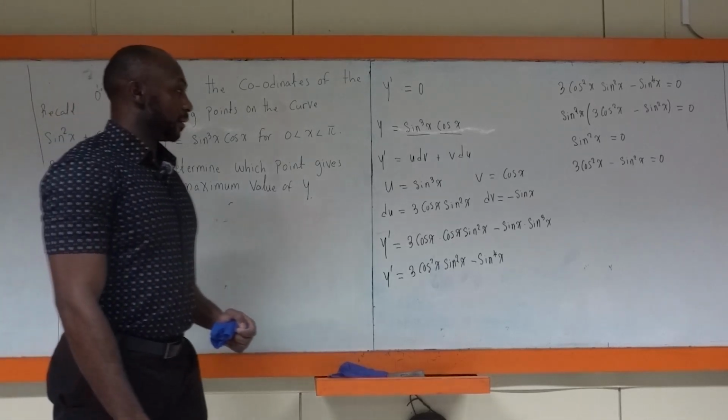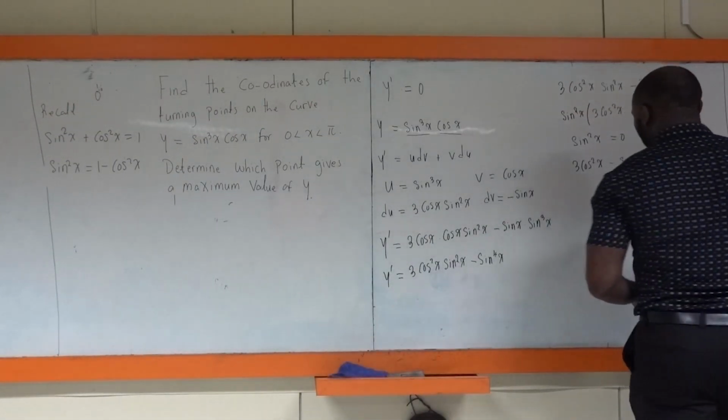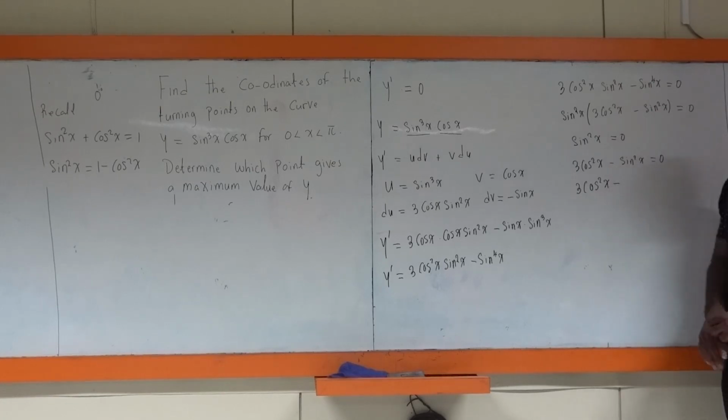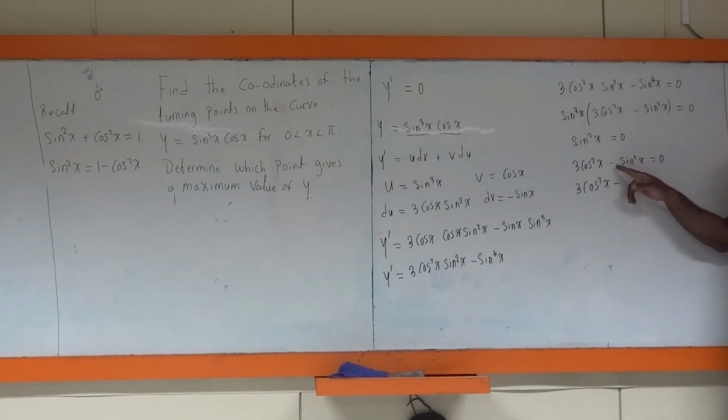So here, in the place of sine squared of x, I'm going to write cos squared of x. So this is going to be 3 cos squared of x minus. Now, we have to be very careful with this negative sign. So I'm going to put this in brackets. We know that sine squared of x is 1 minus cos squared of x. So here we have 1 minus cos squared of x. And all of this should be 0. There you go.